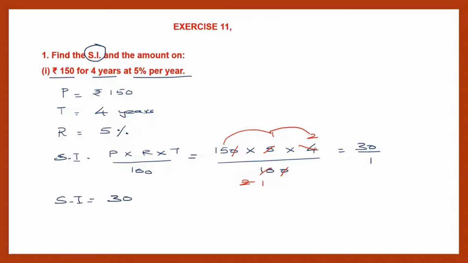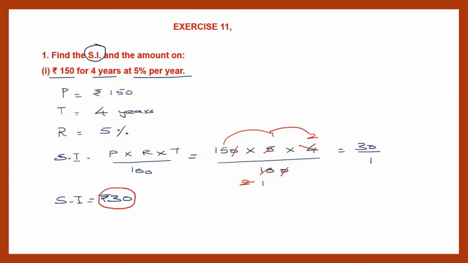30, and 30 will be rupees. The unit for simple interest is rupees. It's the amount, the extra money that you get when you put some money into some deposit. So this is the extra money. So simple interest is 30 rupees.